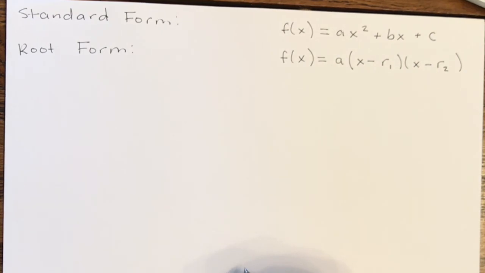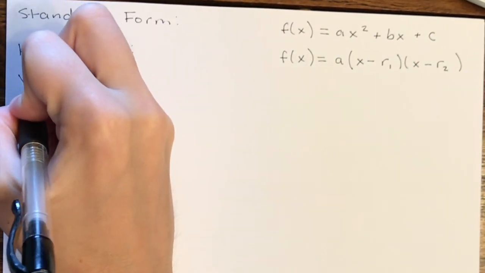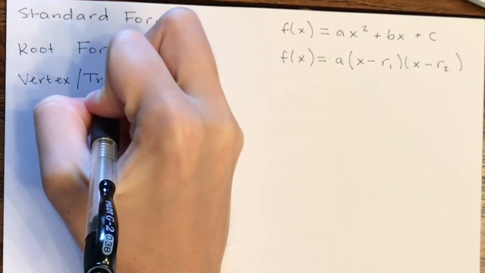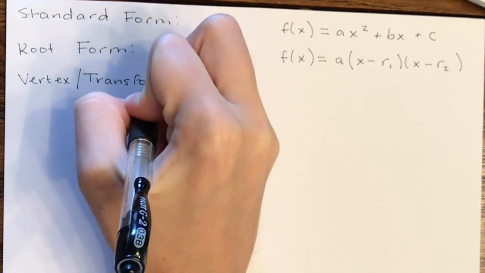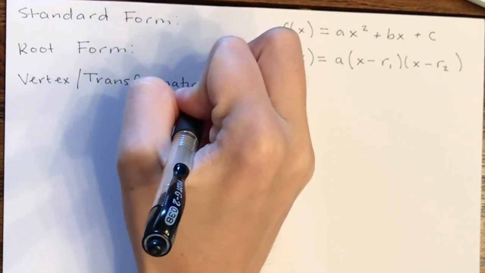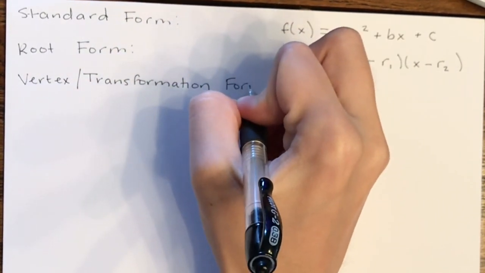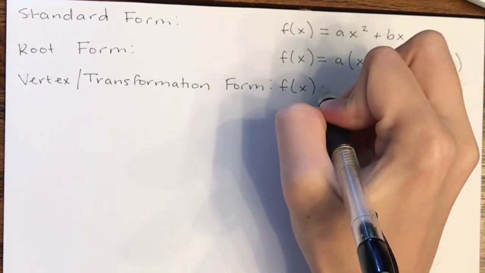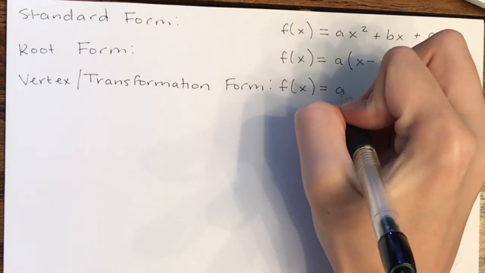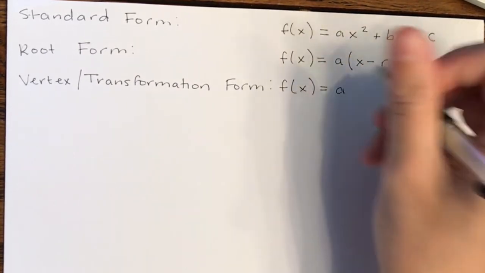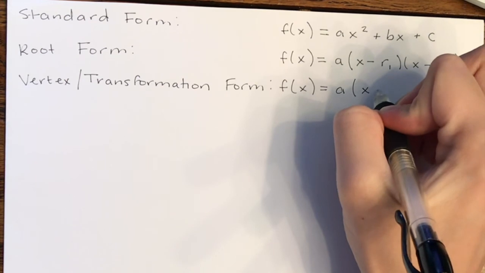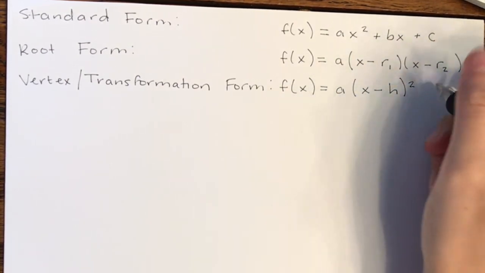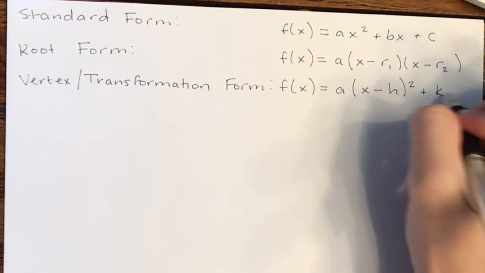r1 and r2. Now, one that we haven't seen yet is one that's sometimes called vertex form, sometimes called transformation form. This one is a little bit different. We still have that leading coefficient, but we're going to write it as x minus something called h squared plus something called k.